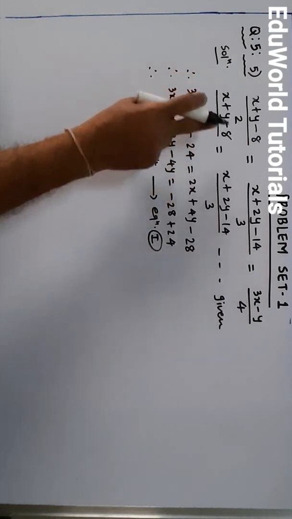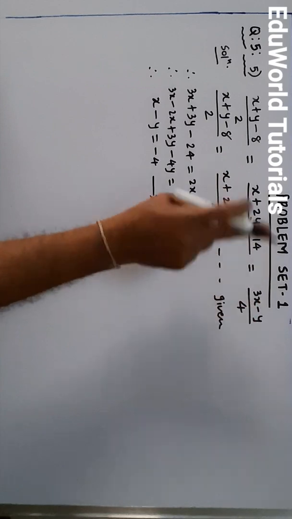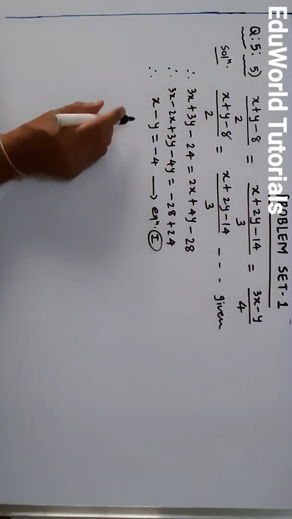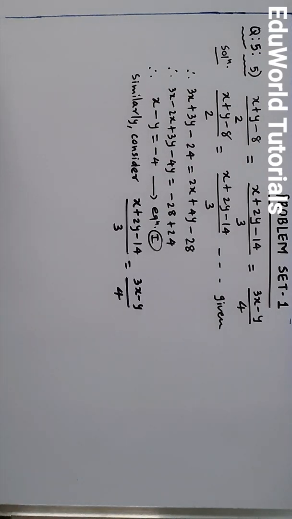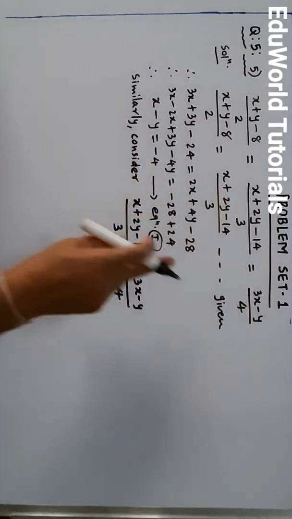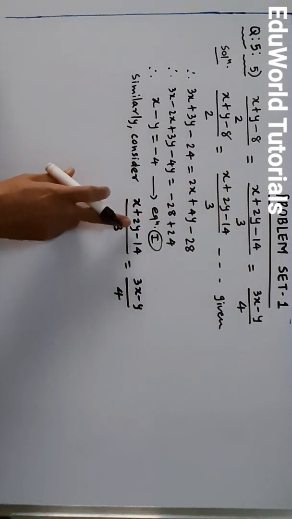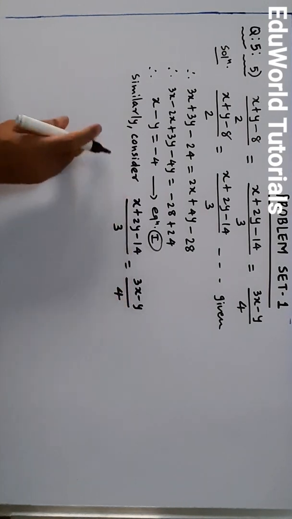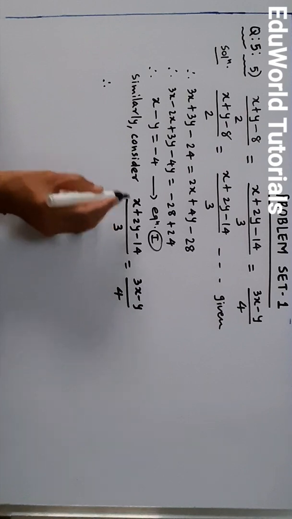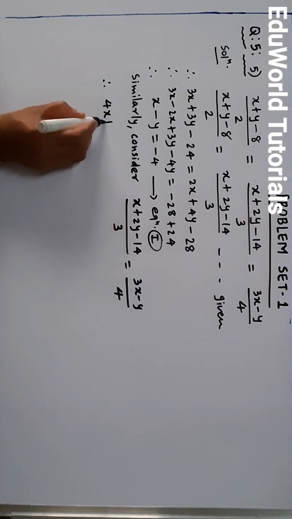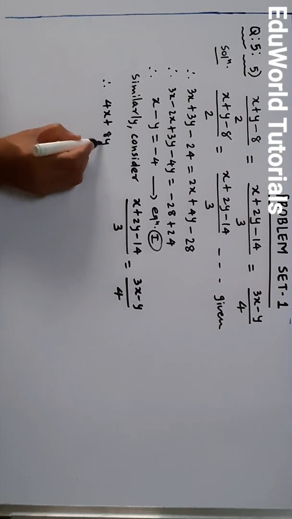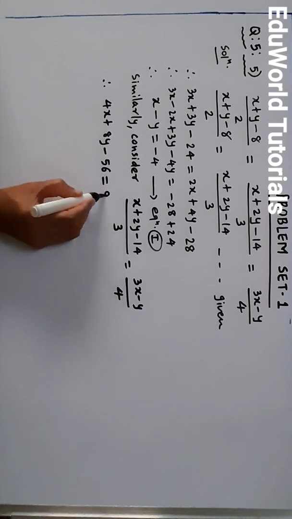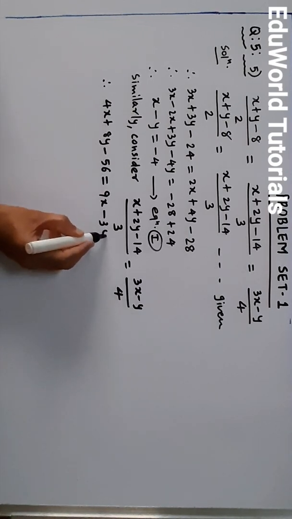Similarly, we can take any two terms to be equal, because all these three terms are given to be equal. So let us consider the last two terms to be equal. (x + 2y − 14)/3 is equal to (3x − y)/4. Cross multiplying, we get 4x + 8y − 56 is equal to 9x − 3y.